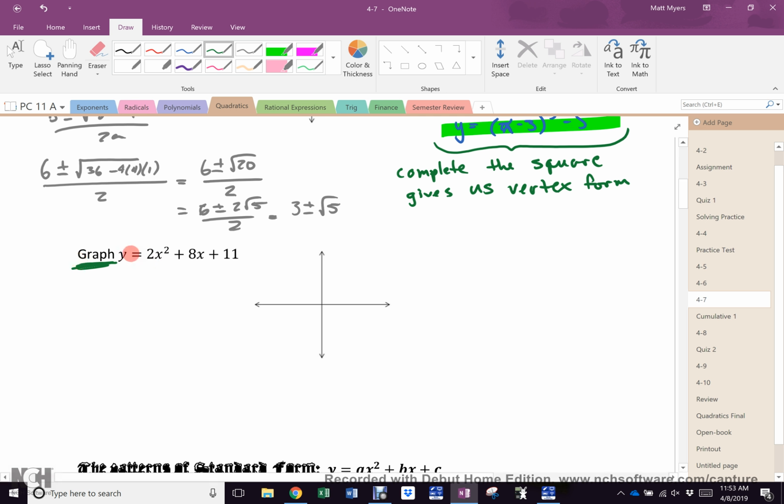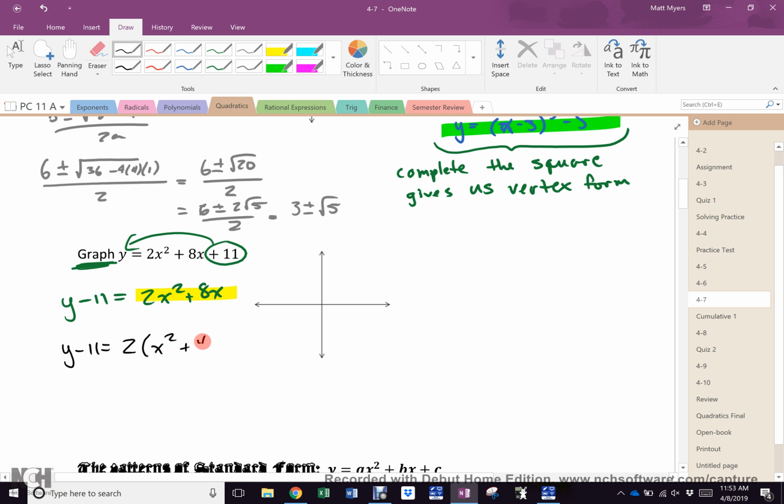So, here, I don't like that 11, right? So I'm going to move it. And I'm going to get y, forgot the minus 11. Minus 11 equals 2x squared plus 8x. What don't I like on the right now? I don't like the 2. So y minus 11 equals 2x squared plus 4x.